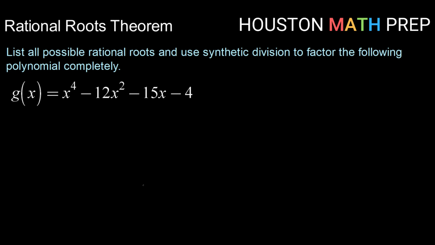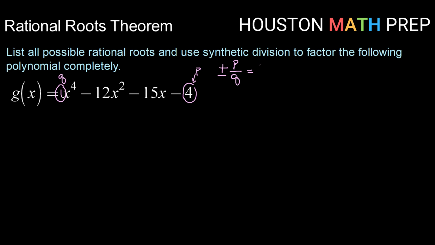In this video, we're going to work through another example factoring a polynomial beginning by using the rational roots theorem. So the rational roots theorem says we can list out the possible rational roots in the form plus or minus p over q, where p is all the integer factors of 4, our constant term, and q is all the integer factors of our lead coefficient, in this case 1.